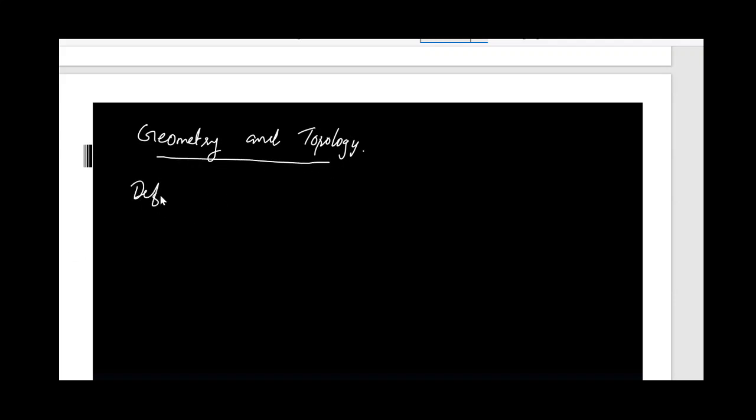Definition. We are examining first of all what's the definition for continuity. Okay, so the continuity definition is making use of the idea of distance.